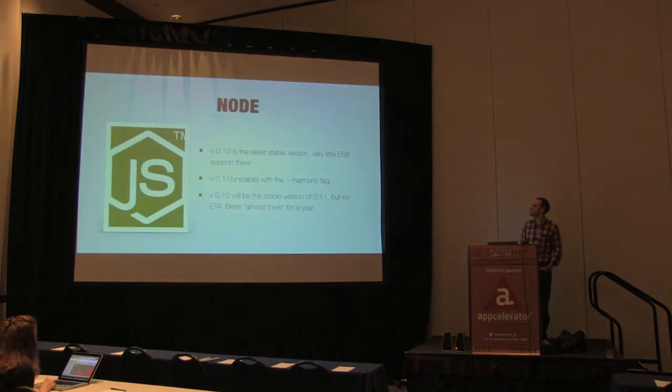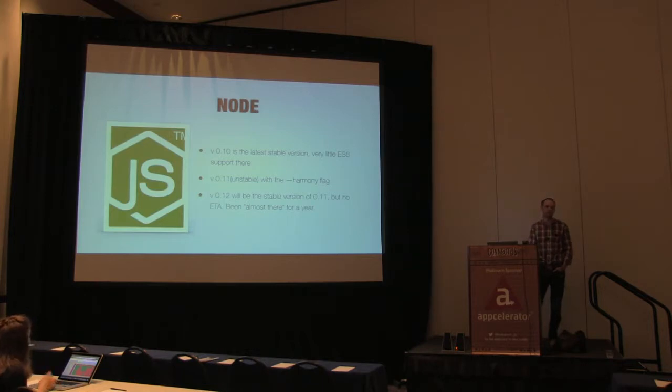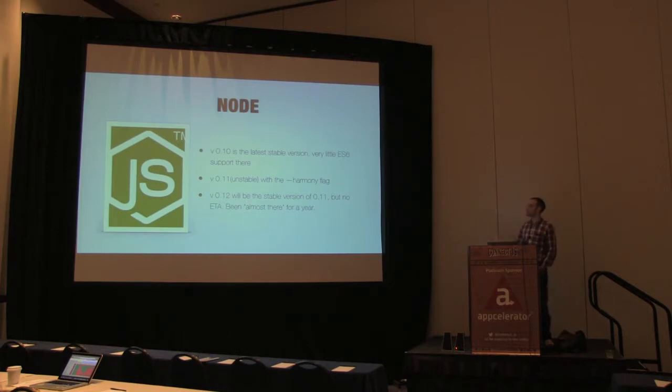Okay. What about Node? Right now, version 10 is the stable version of Node, and it has very few of these features, just a couple, a smattering here and there. Node 11, if you run it with the --harmony flag, you actually get quite a few of them, including what I would consider the killer feature. And Node 12 is the next stable version of Node. It goes, even is stable, odd is an unstable development version. So Node 12, when it comes out, is going to have a lot of this stuff in it.